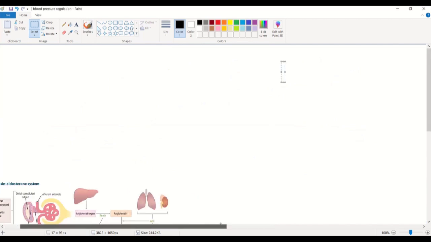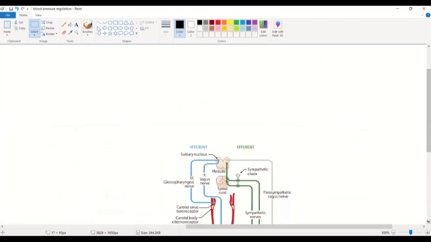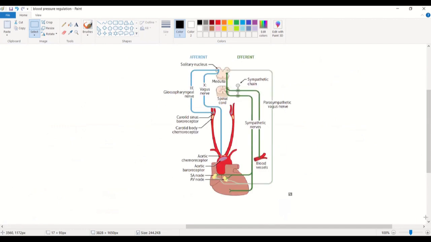Baroreceptor reflex. This picture shows some key things in the baroreceptor reflex. So what is the stimulus in this picture?